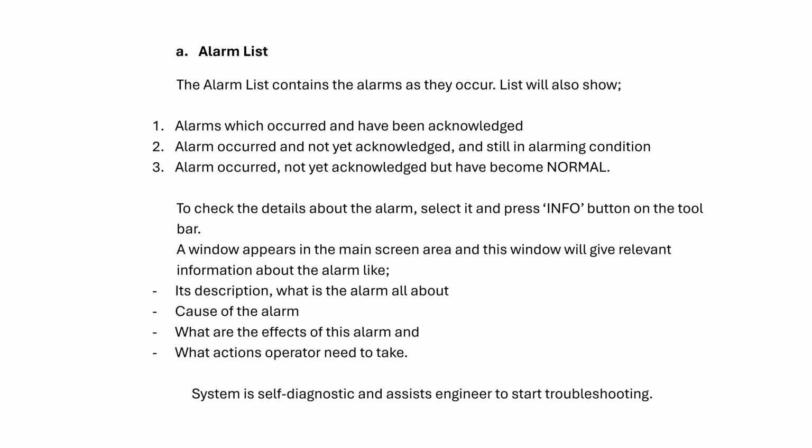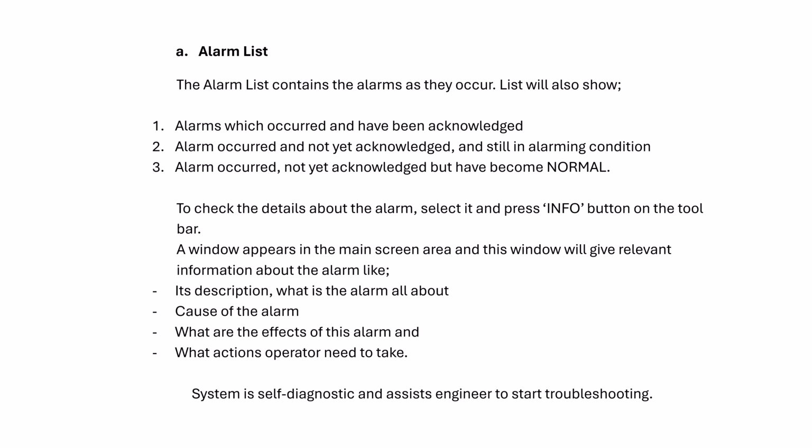The alarm list contains the alarms as they occur, as the name implies. The list will also show alarms which occurred and have been acknowledged, alarms which occurred and are not yet acknowledged and are still in alarm condition, and alarms which occurred, are not yet acknowledged, but have become normal. Some alarms sometimes become normal on their own. Some alarms come and remain in alarming condition until you acknowledge them. Some alarms occurred and you acknowledged them, but they may or may not still be in the alarming condition.